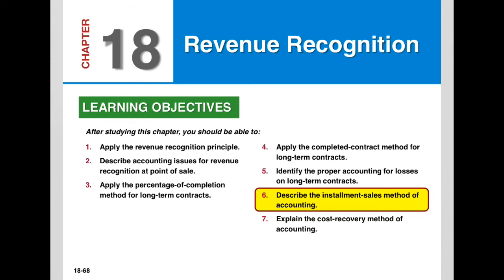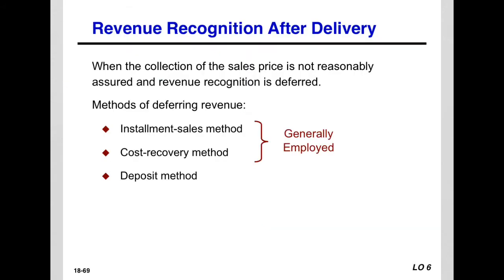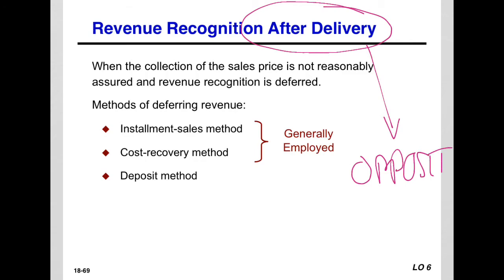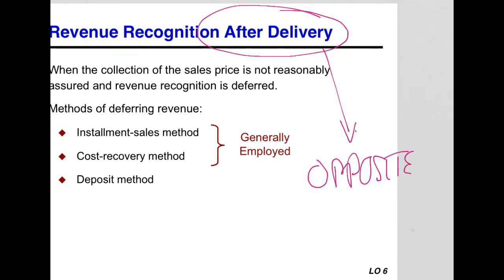Okay, installment sales method of accounting. This is a good one. Let's go as far as we can in this before we take a break. The idea of revenue recognition after delivery is what this is about. So this is different. This is not completed contract or percentage of completion, where we're recognizing it before delivery. This is after delivery, so it's the polar opposite of percentage of completion, where we're saying, okay, fine, we delivered the product, but we're not going to record the sale now.